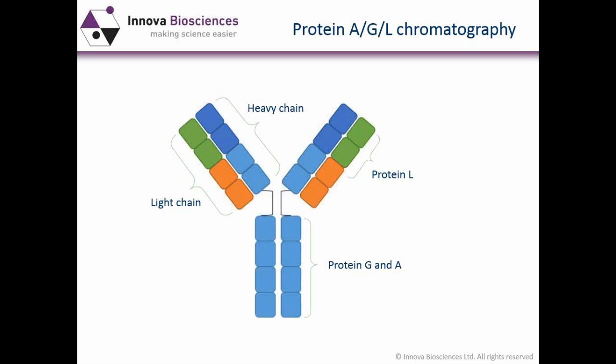For mouse monoclonal antibodies, that really isn't much of a problem. Around about 90% of mouse monoclonals actually express kappa light chains, so you have a very good chance of protein L binding to them. But remember, if you're purifying human antibodies, the ratio is more of a 60 to 40 of kappa to lambda, and therefore protein L will only be purifying a proportion of human immunoglobulins.